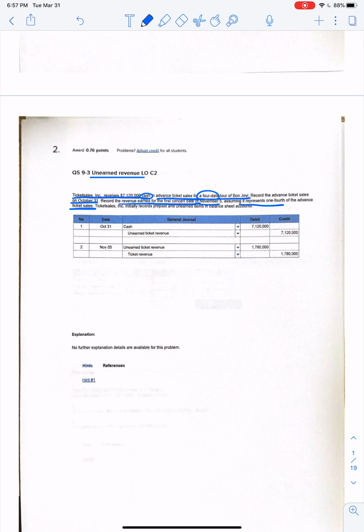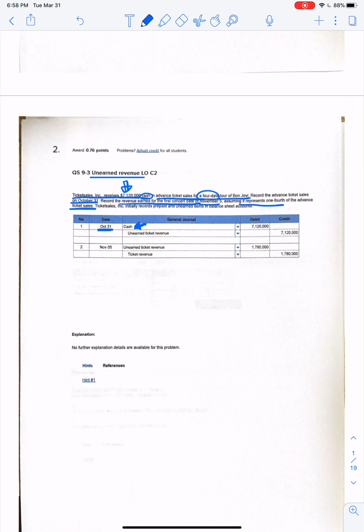So if we look at this, what we're going to see is exactly how this process is going to work out. So in this case, what we have is cash that came in of $7,120,000, and this is just the full amount that we received. We recognize this on October the 31st when that cash actually came in. But at that time, we've not yet done the work. And so as terrible as this situation is that we find ourselves in now, it's actually great for this example.